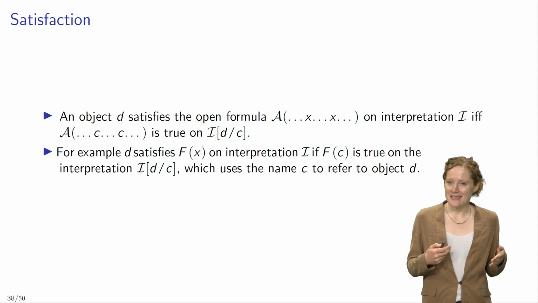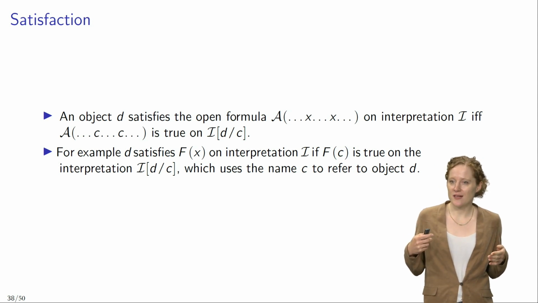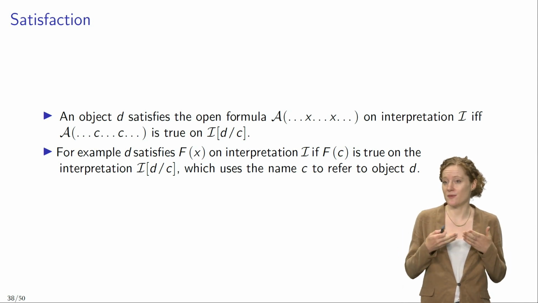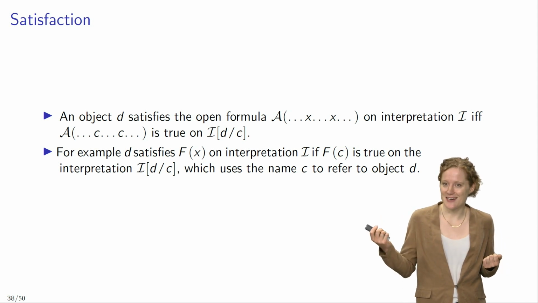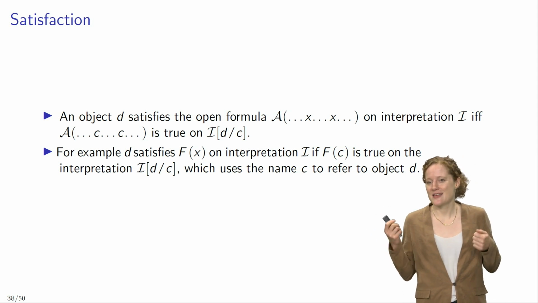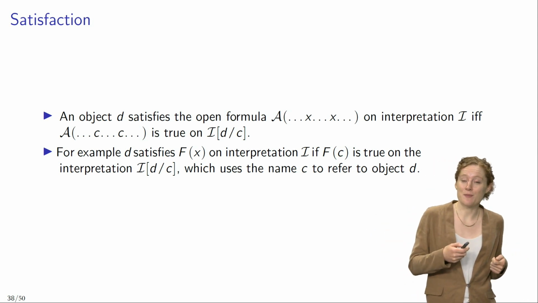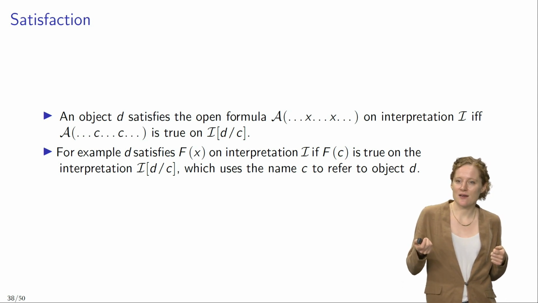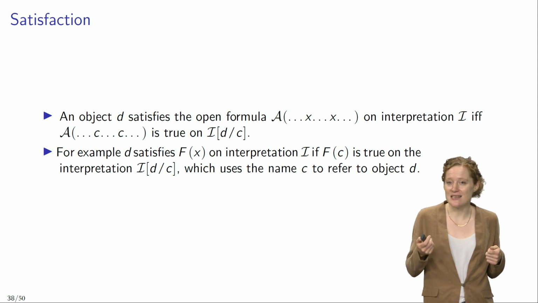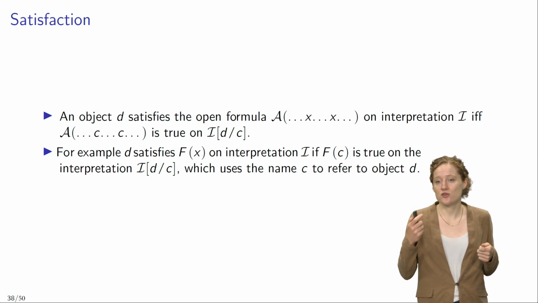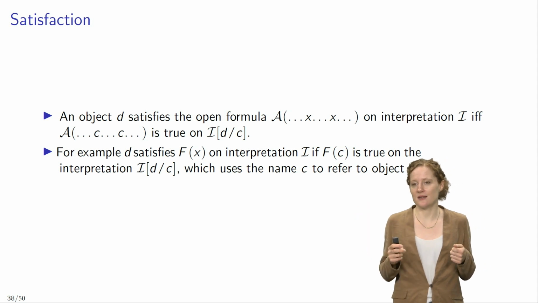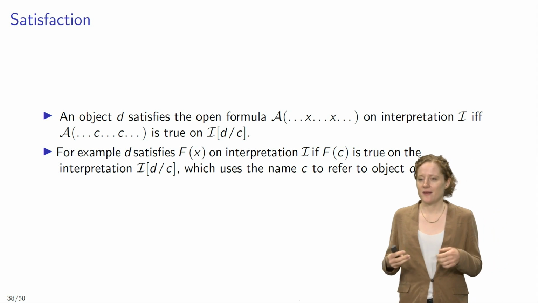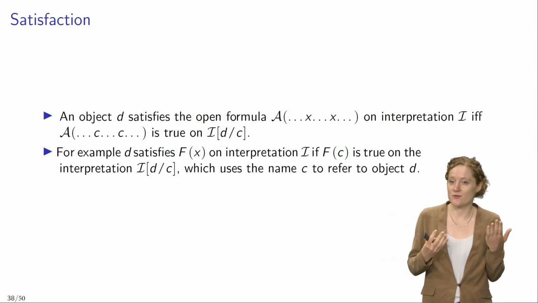An object D satisfies the open formula A that has one or more occurrences of the variable x on an interpretation I, if and only if the sentence that results from replacing each occurrence of the variable x by means of a name C for the object D is true on the interpretation that uses the name C to refer to D. So that sounds pretty complicated, but the intuitive concept is actually pretty straightforward.